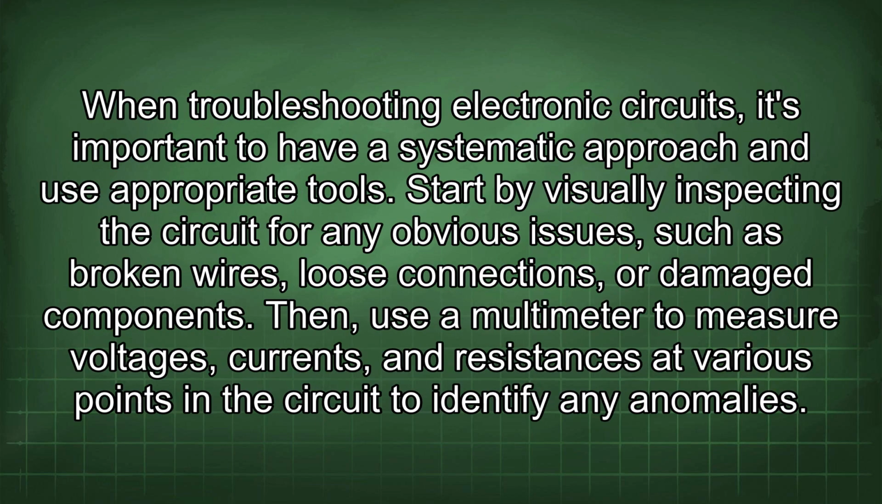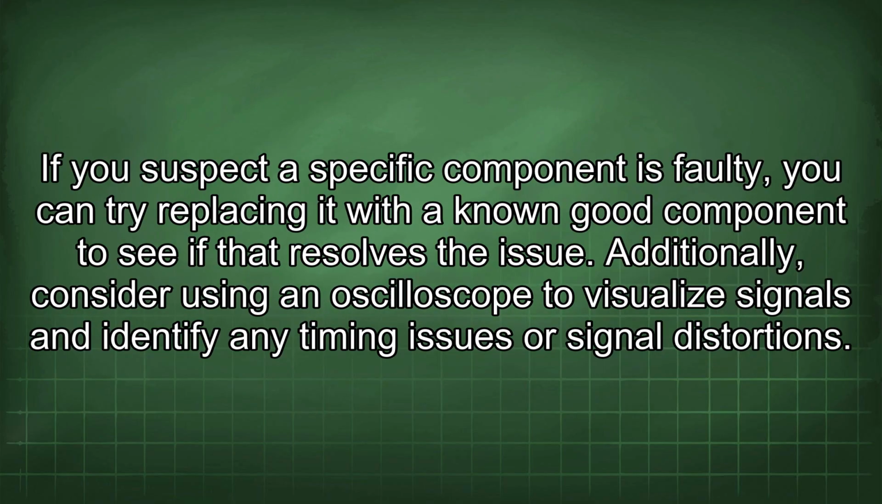When troubleshooting electronic circuits, it's important to have a systematic approach and use appropriate tools. Start by visually inspecting the circuit for any obvious issues, such as broken wires, loose connections, or damaged components. Then use a multimeter to measure voltages, currents, and resistances at various points in the circuit to identify any anomalies. If you suspect a specific component is faulty, you can try replacing it with a known good component to see if that resolves the issue.